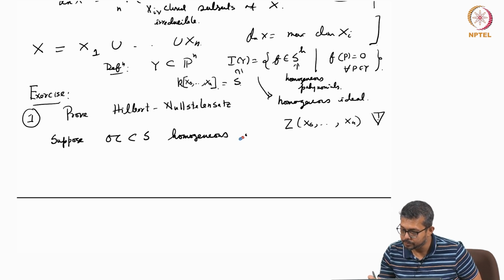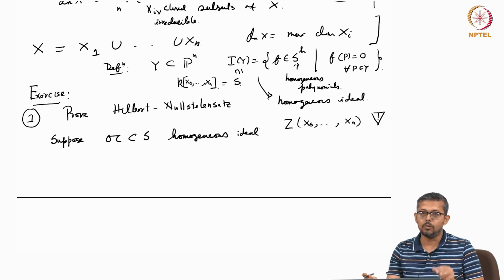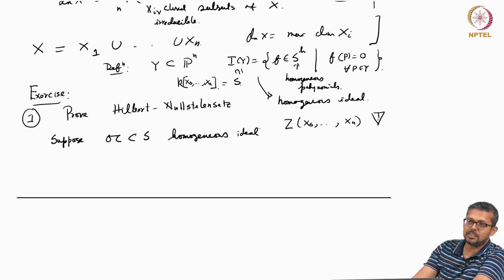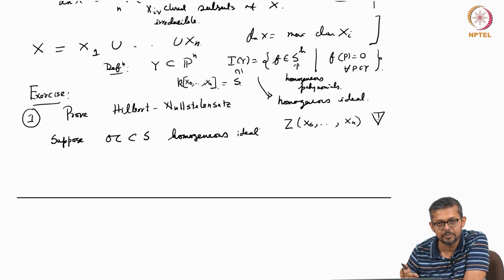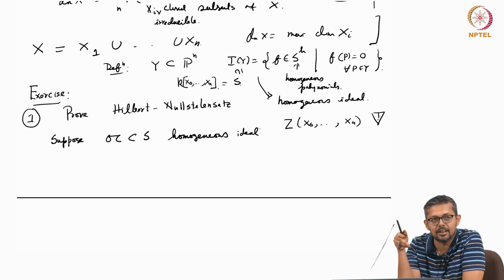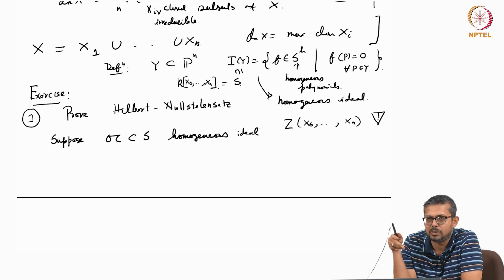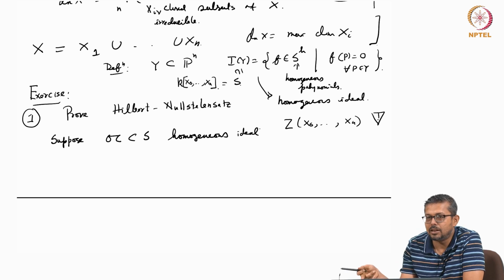Homogeneous. Because when I talk about the Hilbert Nullstellensatz, soon I will talk about the correspondence between radical ideals and closed subsets, irreducible closed subsets of projective space. But this ideal is also a radical ideal.